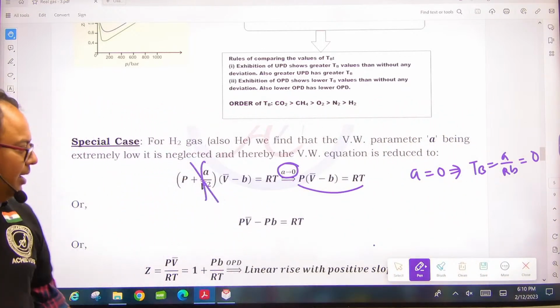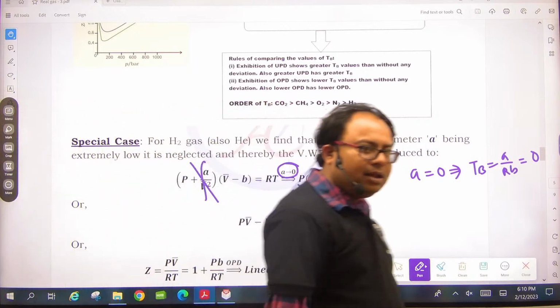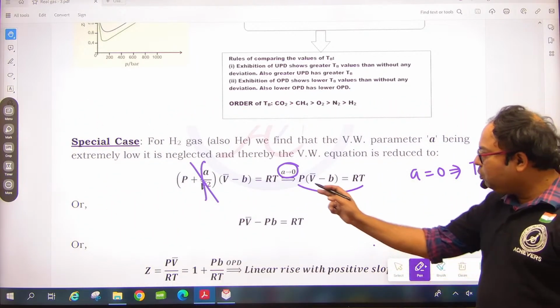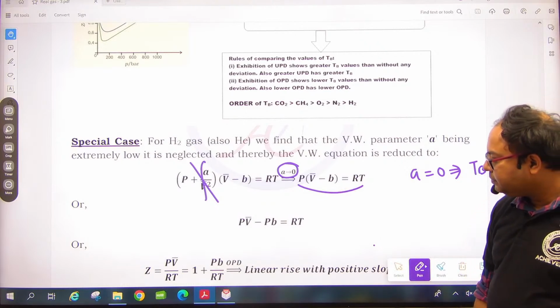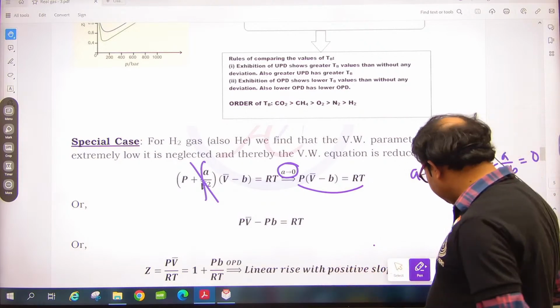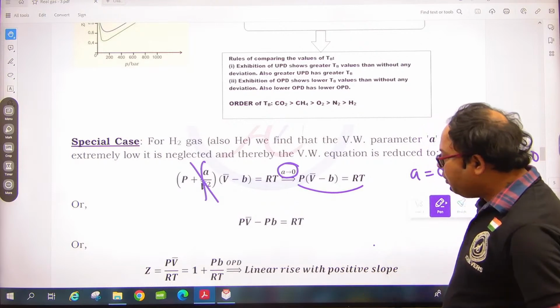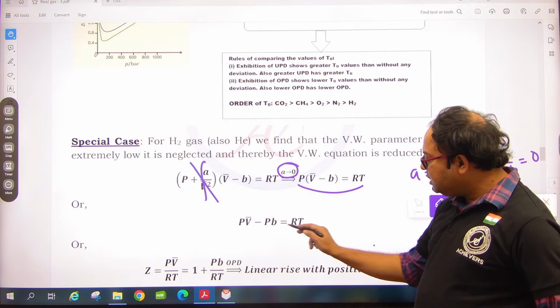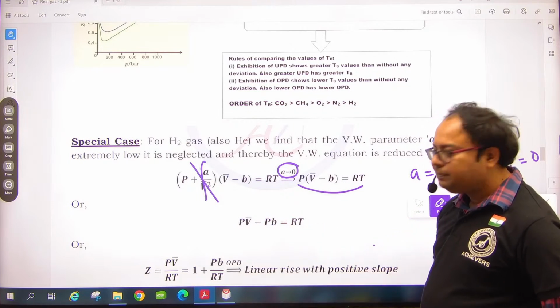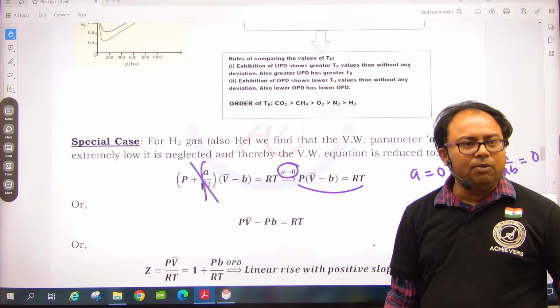So you can see the equation turns out to be P multiplied by (V bar minus b) is equal to RT. From here, if you multiply this, PV bar minus Pb equals RT. Now you want to calculate Z.